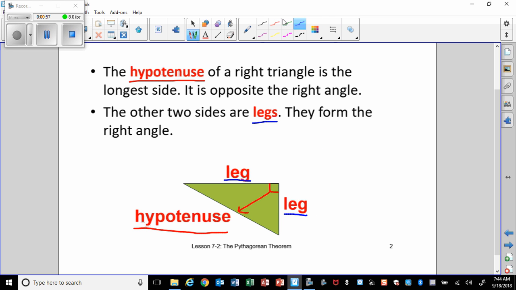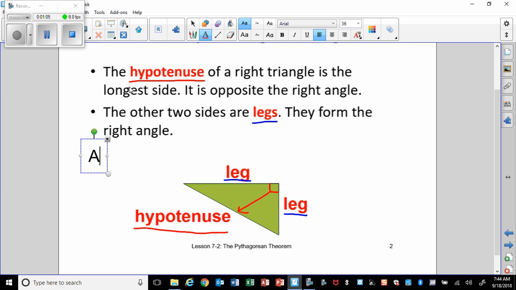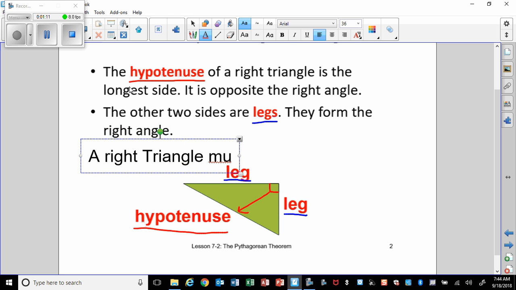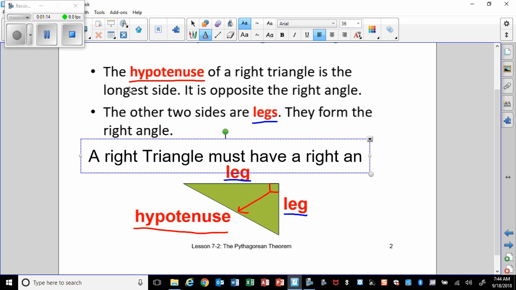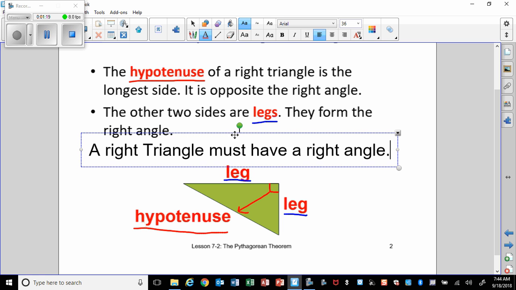Now, something that we don't have written right here that I would like you to put is that a right triangle must have a right angle. Let's go ahead and add that to your notes right here. So again, a right triangle is made up of one right angle, a side across from the right angle, the hypotenuse, and 2 sides called legs.